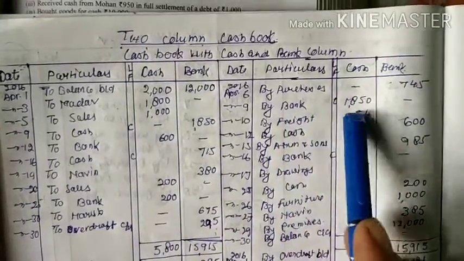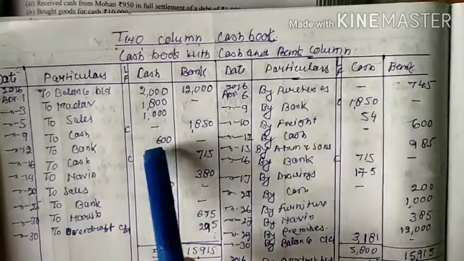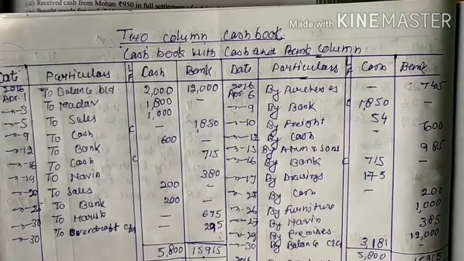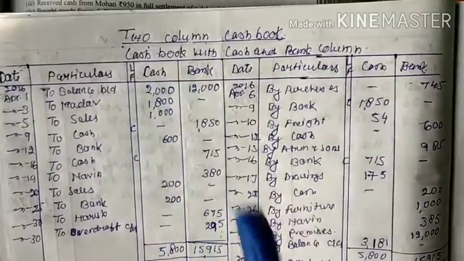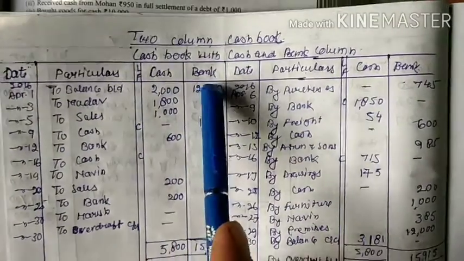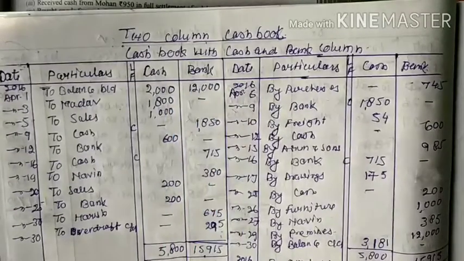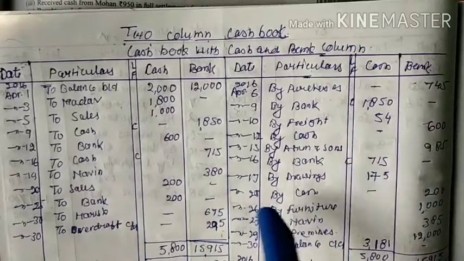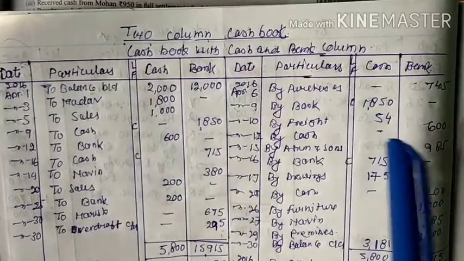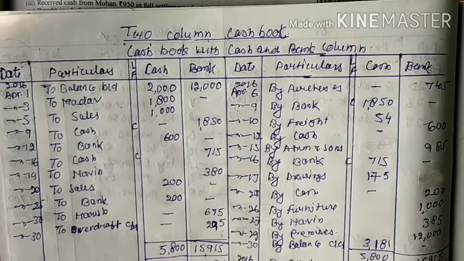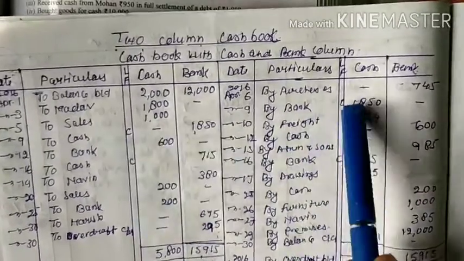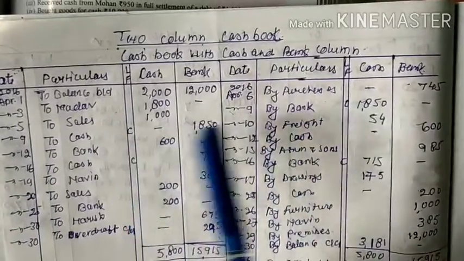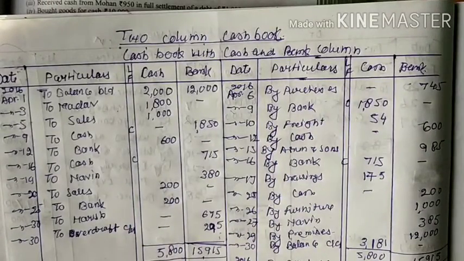To by bank 1,850. When such type of entry is there, from cash to bank or bank to cash, where we are withdrawing from bank or depositing into bank, those transactions are entered on both sides of this cash book, one in the cash column and another in the bank column. Such transactions we write here as C. Okay, this C means contra entries.